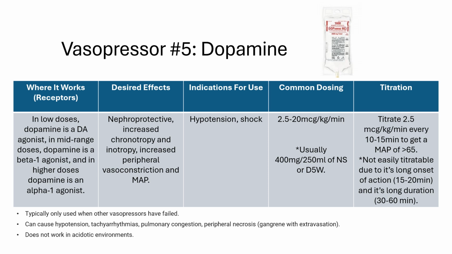It can cause some hypotension, rebound tachyarrhythmias, pulmonary congestion, and if it extravasates, you can get major peripheral necrosis and gangrene. So you have to be really, really careful that you are infusing this into a big vessel. We're going to talk about what type of monitoring we should be using for these. But if you're going to use dopamine as your vasoactive agent, it really should be through a central line to help minimize that peripheral necrosis.